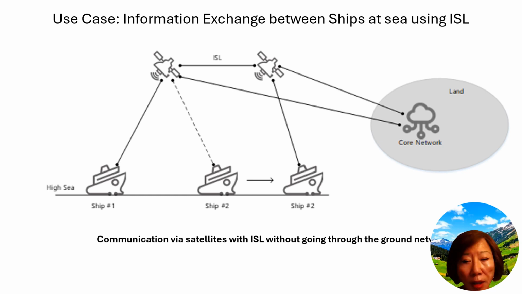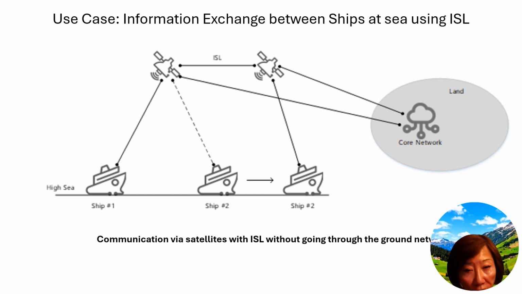We have the core network on land. We have the ISL, inter-satellite link. What else do we have? Of course, the solid lines, the communication links connecting the ship to the satellites, also connect the satellites to the core network on land. So you can see all those connections by the arrows, the solid lines, and also the dotted line as well. The scenario here involves ships communicating with each other at sea using satellite communication, with an emphasis on maintaining communication as ships move.